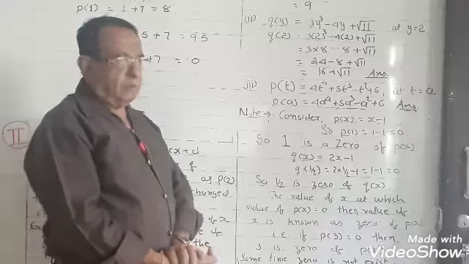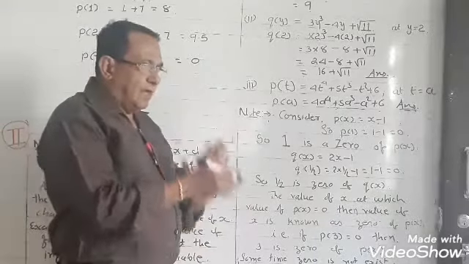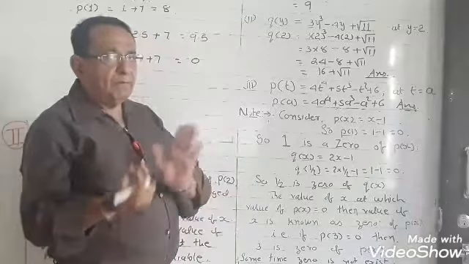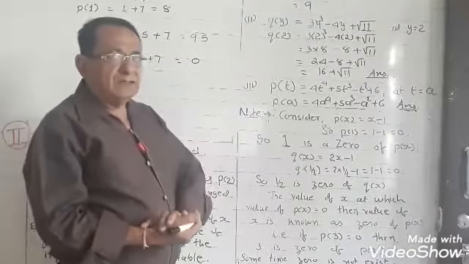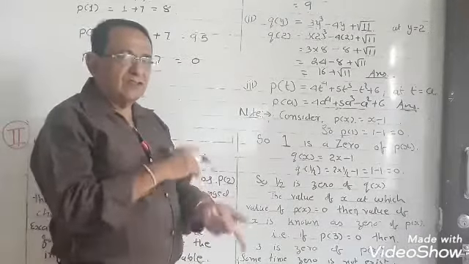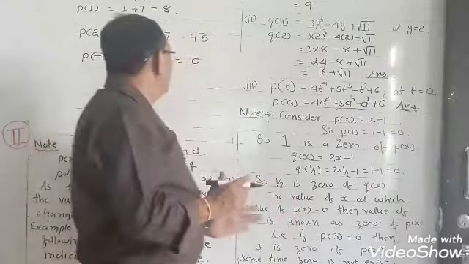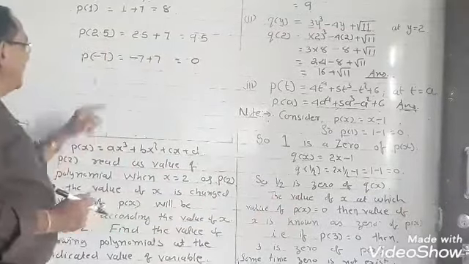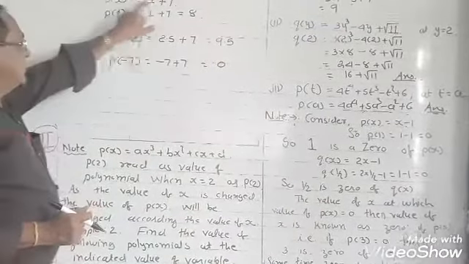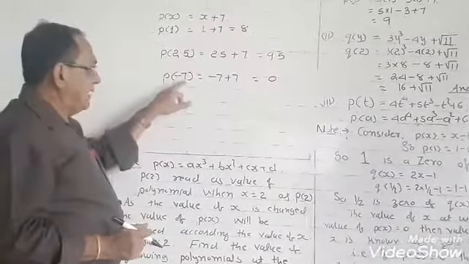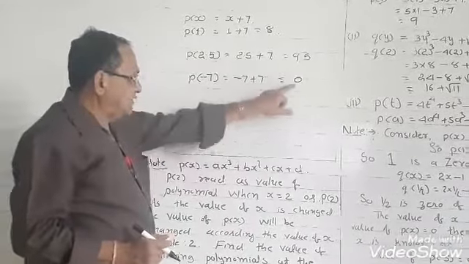Now one terminology we will see: zeros of the polynomial. The value of x where the value of the polynomial becomes zero is known as the zero of the polynomial. Any confusion in it? Okay. Suppose I have taken here P(x) is equal to x plus 7. P(minus 7) is minus 7 plus 7 is equal to 0.